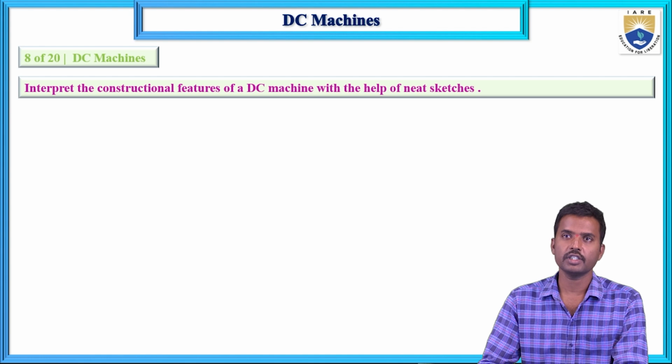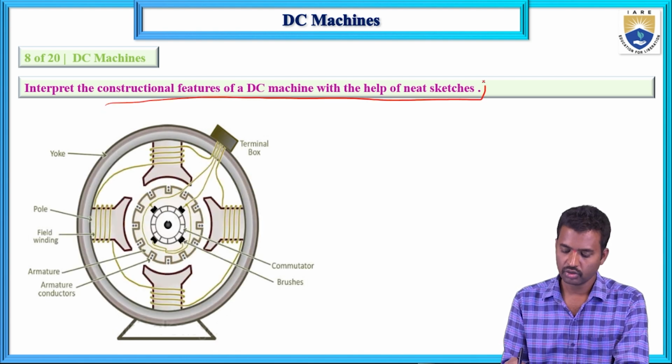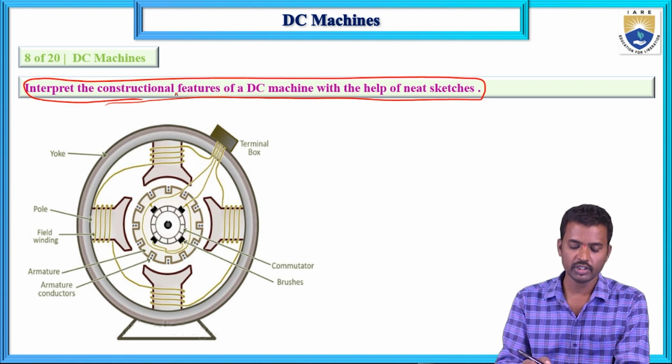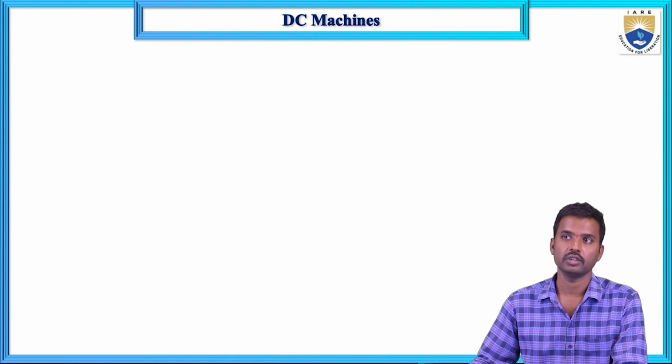Interpret the constructional features of DC machine with the help of a neat diagram. Same diagram, so this is the constructional details. I explained the construction of DC machine in the previous lecture. In the previous slide also, the second and third questions are the same. These parts I explained in the previous lecture, so just watch that lecture.